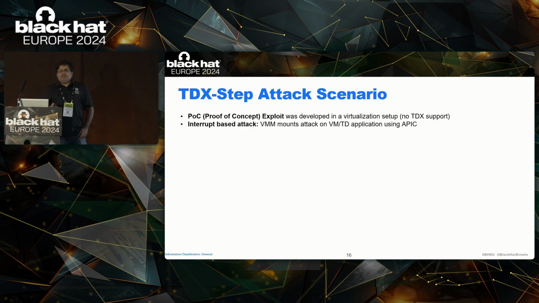So we want to look into the TDX step attack scenario. There are 2 things we considered. One is we have to develop a proof of concept because we never had a TDX-enabled platform at that time. And as we know, the trust domain extension technology is built on Intel's VMX, or virtual machine extension, which relies upon virtualization. And we needed to use a virtualization setup. And secondly, as Scott mentioned, the SGX step attack was demonstrated by abusing the APIC timer on the platform. And that is where we also wanted to reproduce the same attack for TDX.